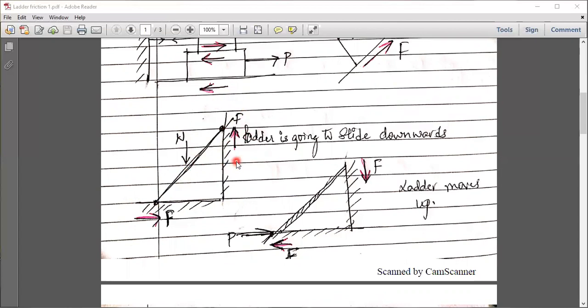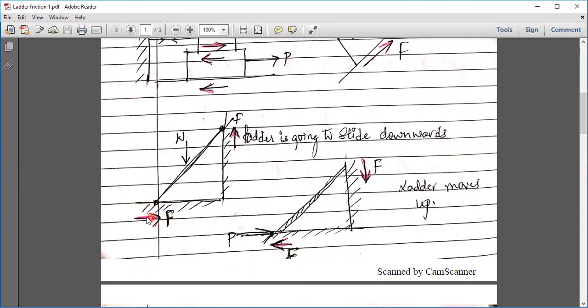So considering that, I have to show friction right opposite to the movement of the object. Now when I say that because of the weight the ladder slips, this part of the ladder comes down, so the friction force is going to be shown upwards. Similarly, at this junction, when the ladder slips, this point of the ladder moves towards the left.